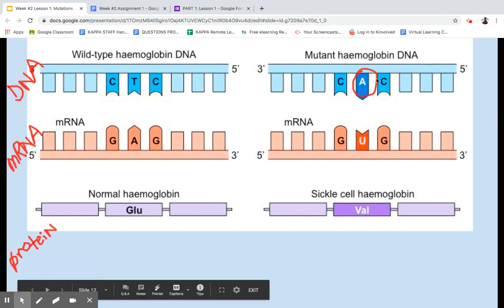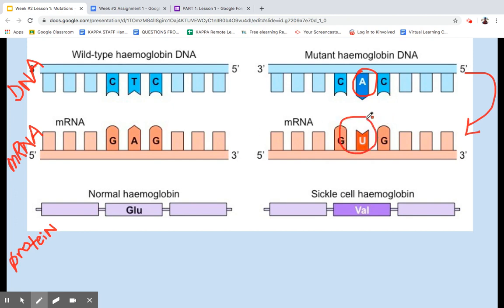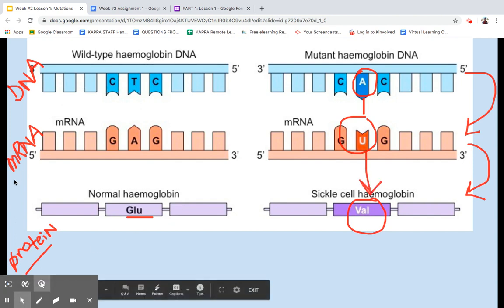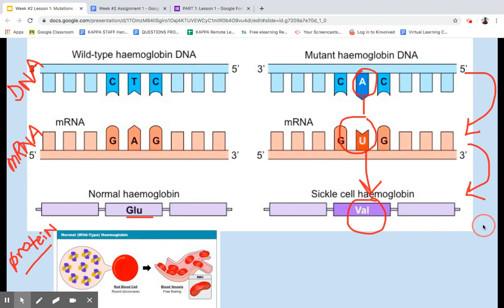Well, when the DNA is transcribed into mRNA, there's going to be a change there. Now our mRNA sequence, instead of GAG, is GUG. Then when the mRNA is translated into the protein, we actually get a different protein. Normally the protein would be GLU. Now, because of this mutation, the protein is VAL. And just that small change inside of the DNA, one letter change, actually causes this disease called sickle cell anemia.